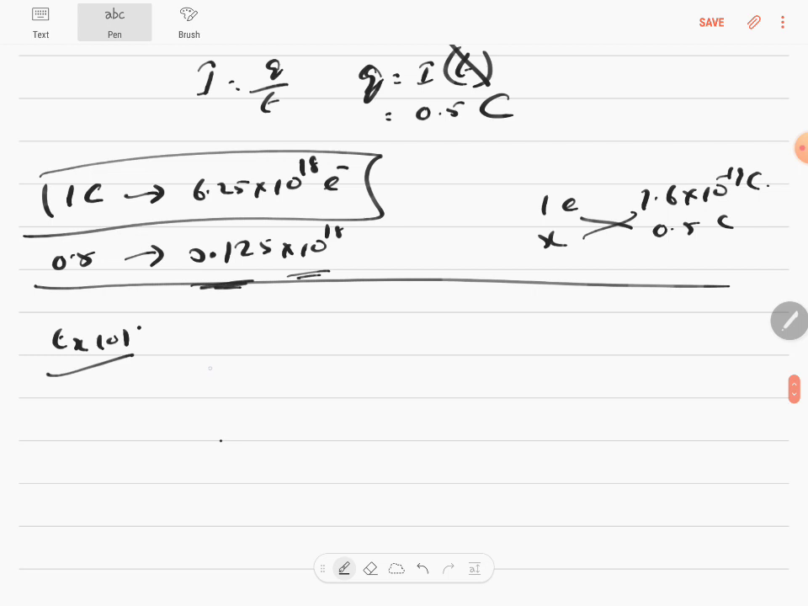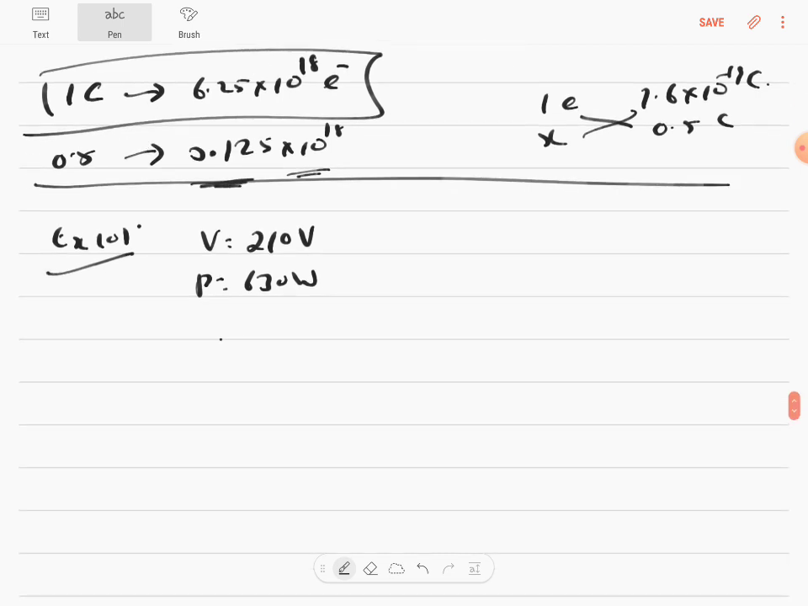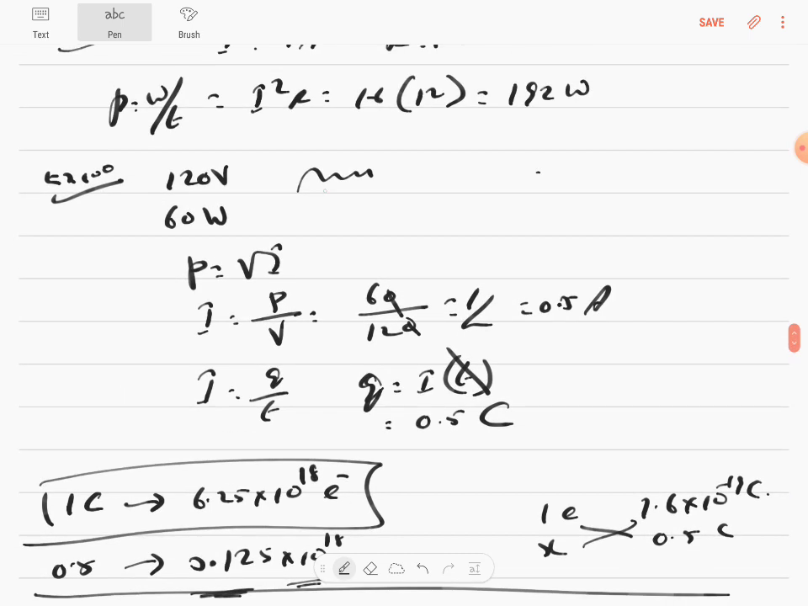Then example 101. The heating element is marked at 210 volts rated voltage, rated power 630 watts. Marked means rated power, rated voltage. And what is the current drawn by the element when it's connected to? See, in this question they didn't say it's connected to anything. They just gave the rated power and rated voltage, and they're asking how many charges, how many electrons can flow through it.